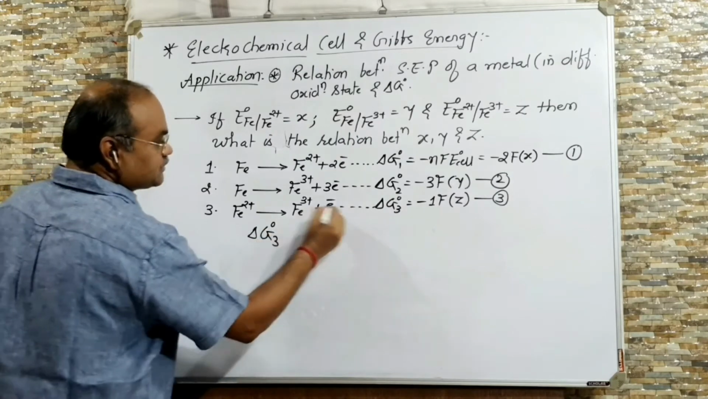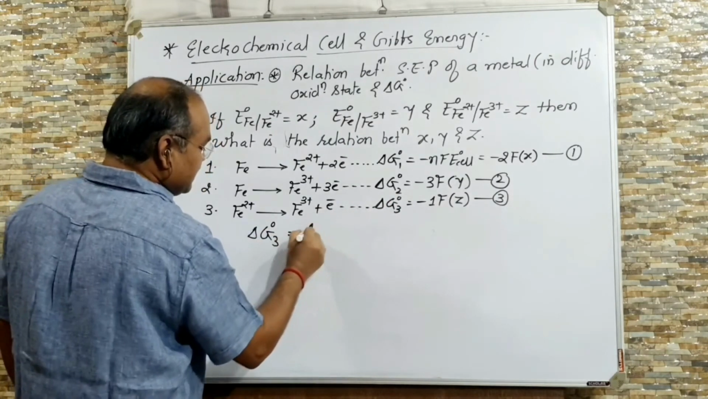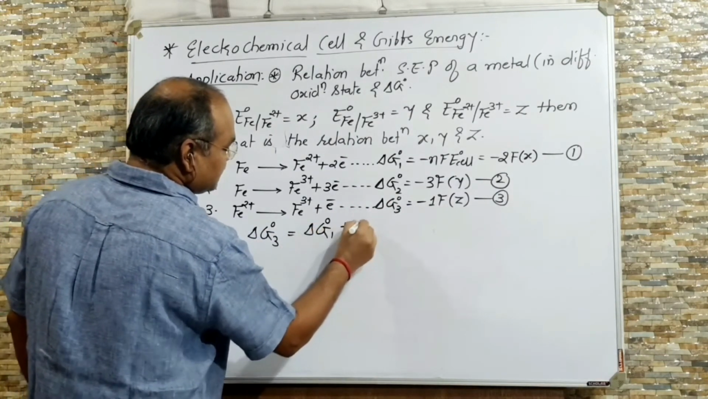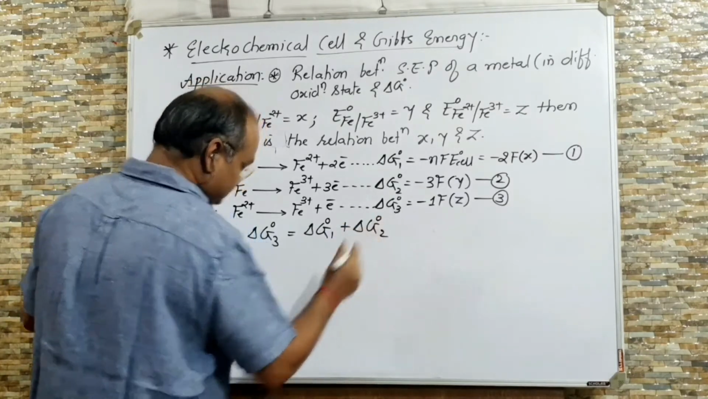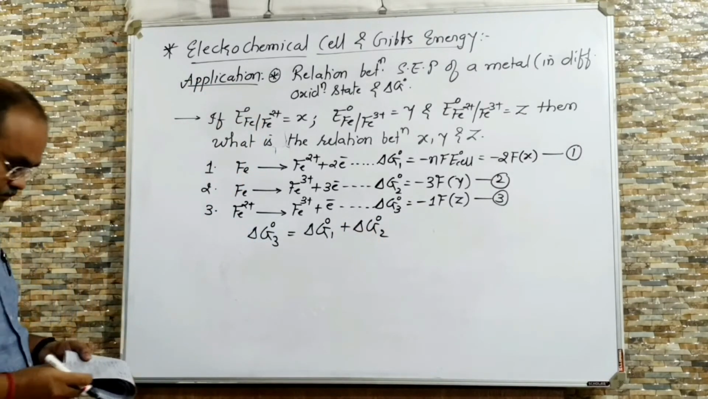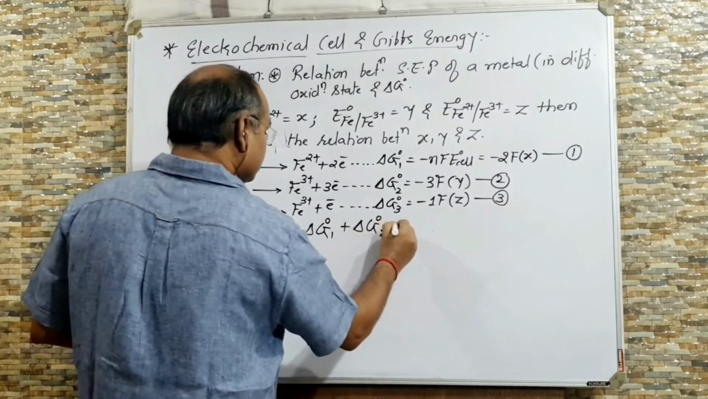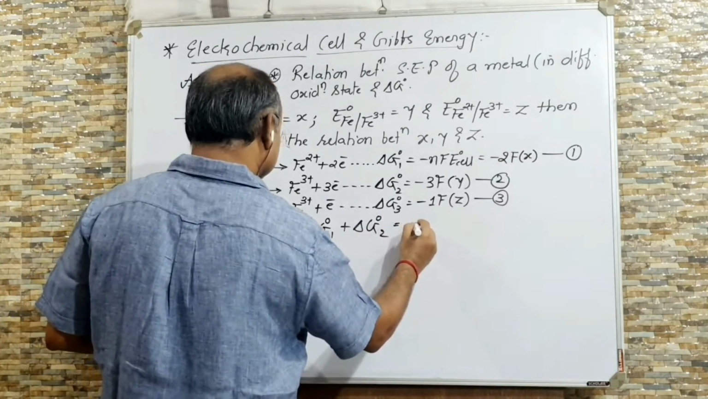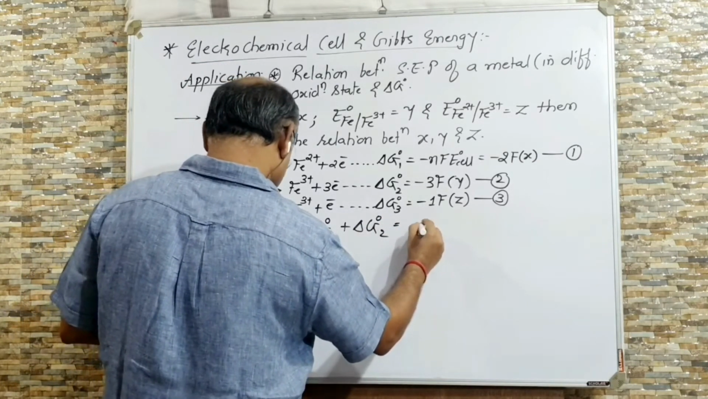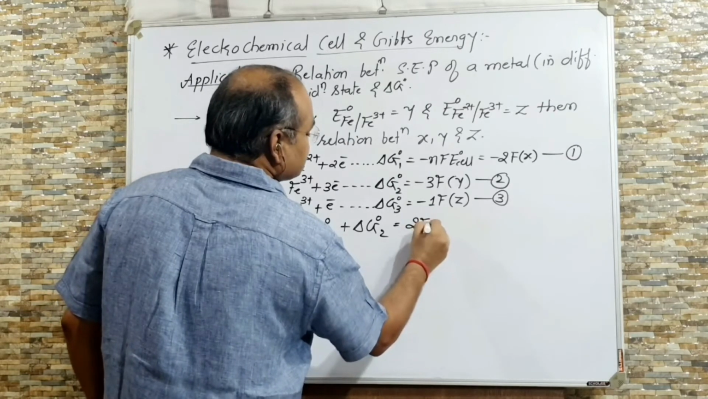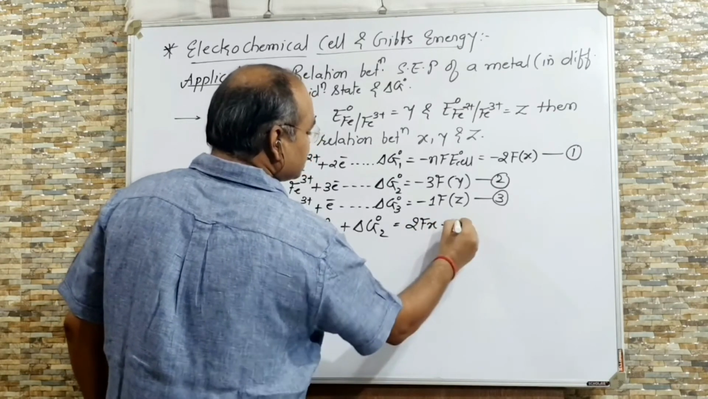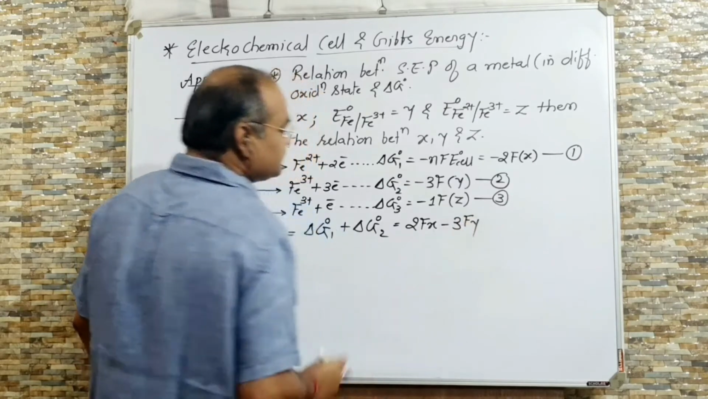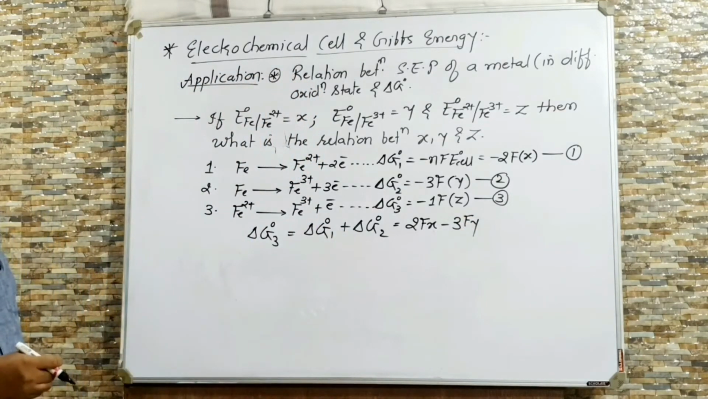Delta G03, this one will be delta G03. Will it be equal to delta G01 plus delta G02? That will be equal to Fx minus 3Fy. But how to add it?